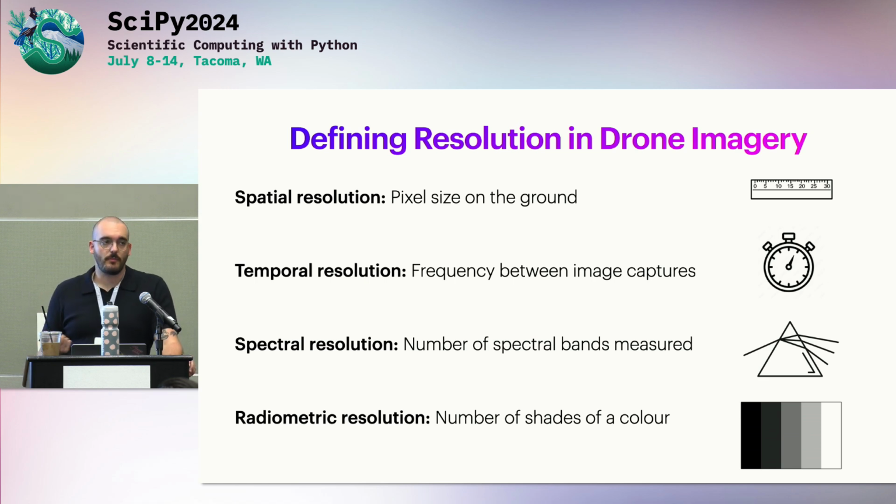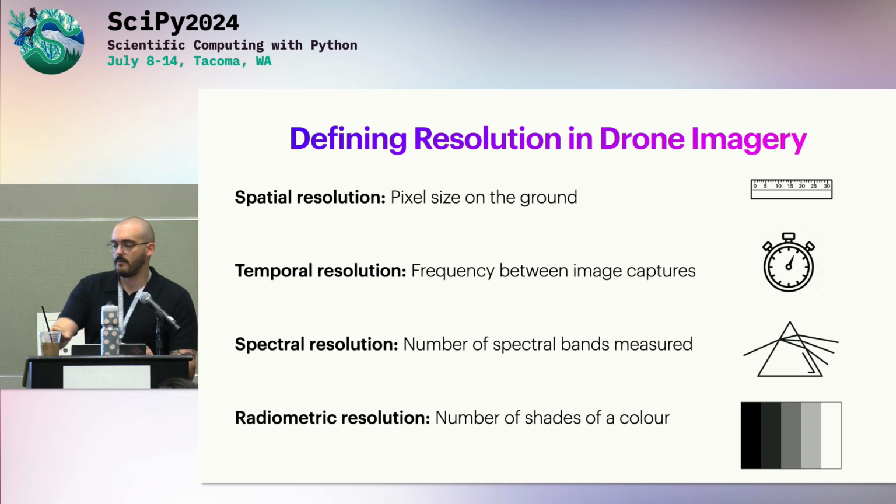Next one is temporal resolution. This is like the frequency between images. So let's say I take a picture today, tomorrow, that's the temporal resolution of one day, for instance. Nothing too fancy going on there. Spectral resolution is like the number of bands that an image has. So an RGB image has a spectral resolution of 3.